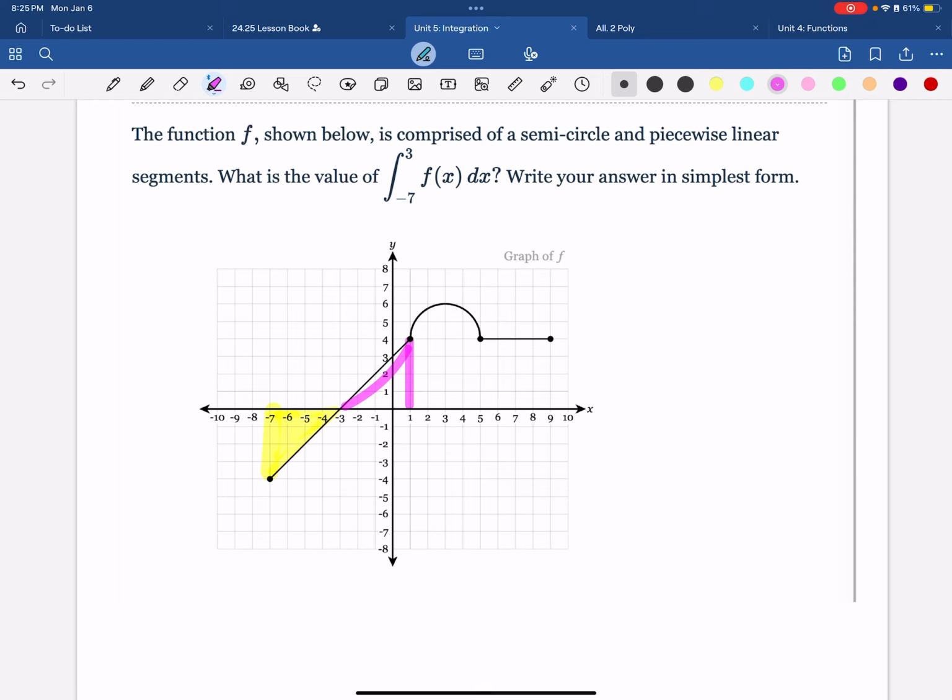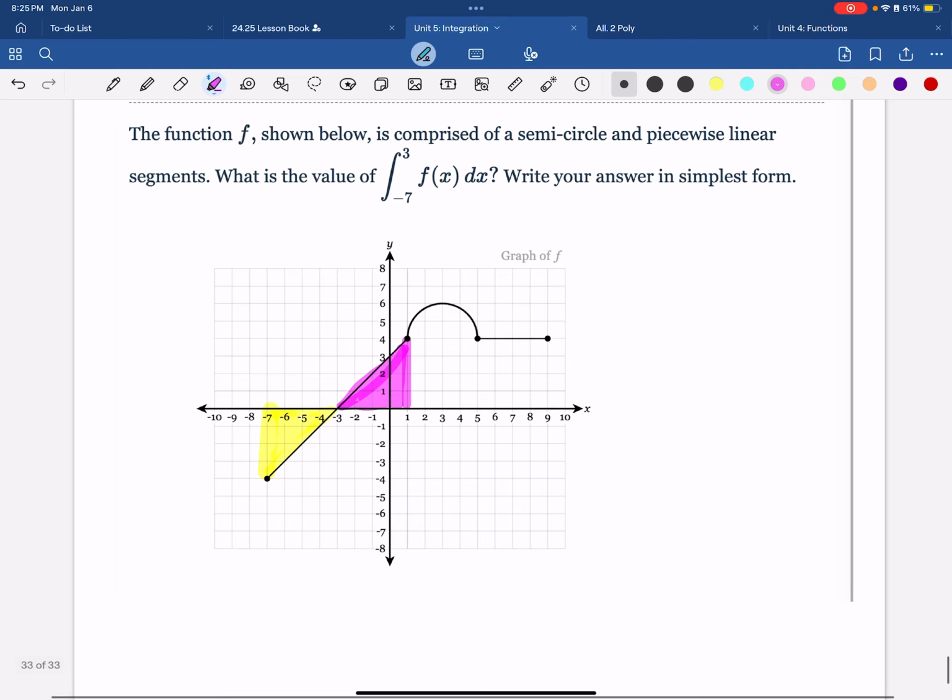So I know how to calculate the area of a triangle, but I don't know how to calculate the area of a triangle and half a semicircle. And then I'm going to have this area right here. We're going all the way until 3. So I'll have this area. That's a rectangle. And then lastly, I end up having about 1/4 of a circle, not even a full semicircle.